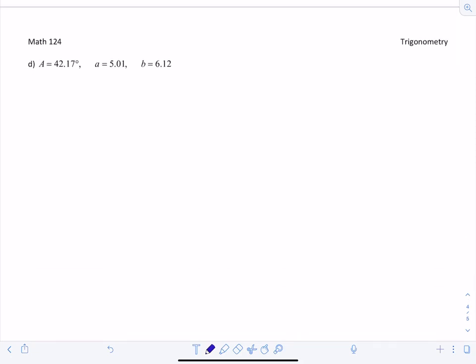So A is 42.17 degrees, side A is 5.01, and side B is 6.12. So we're gonna pretend I didn't tell you we have two triangles here. I'm gonna draw it out the same way as before. So here's angle A. Here's the side not opposite that angle. So side B is going to go here, 6.12, and angle A is 42.17 degrees. So what's the first thing I do? Yes, we find H, okay? So H is 6.12 times sine of 42.17 degrees, and this comes out to 4.11.